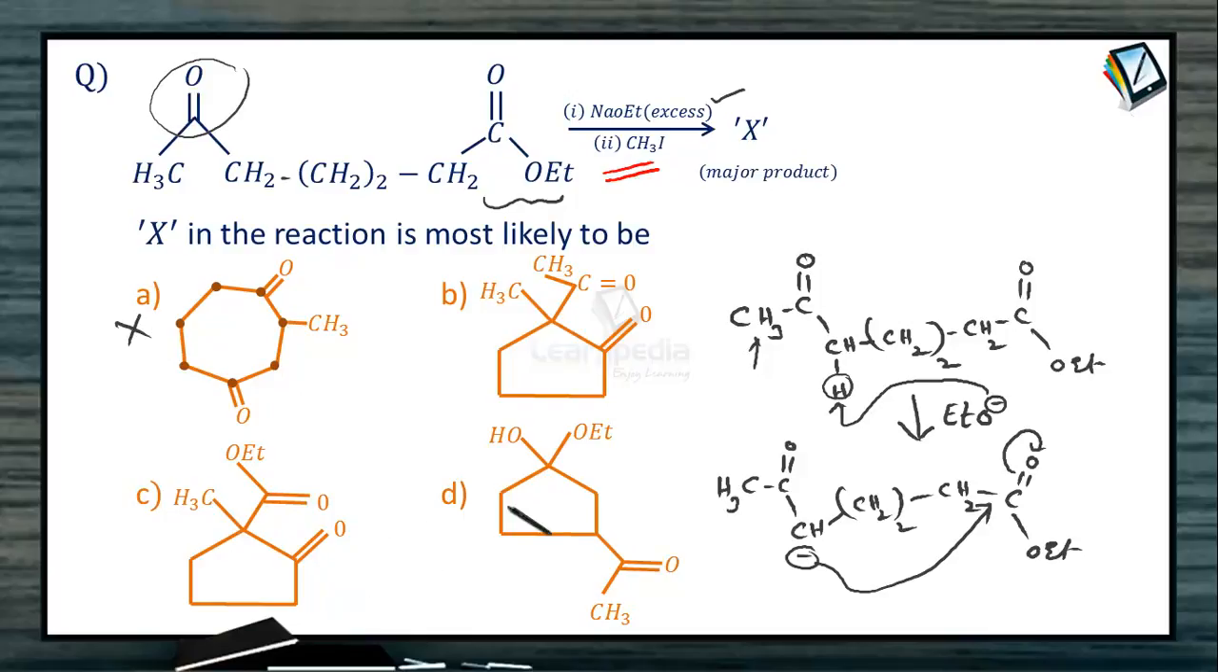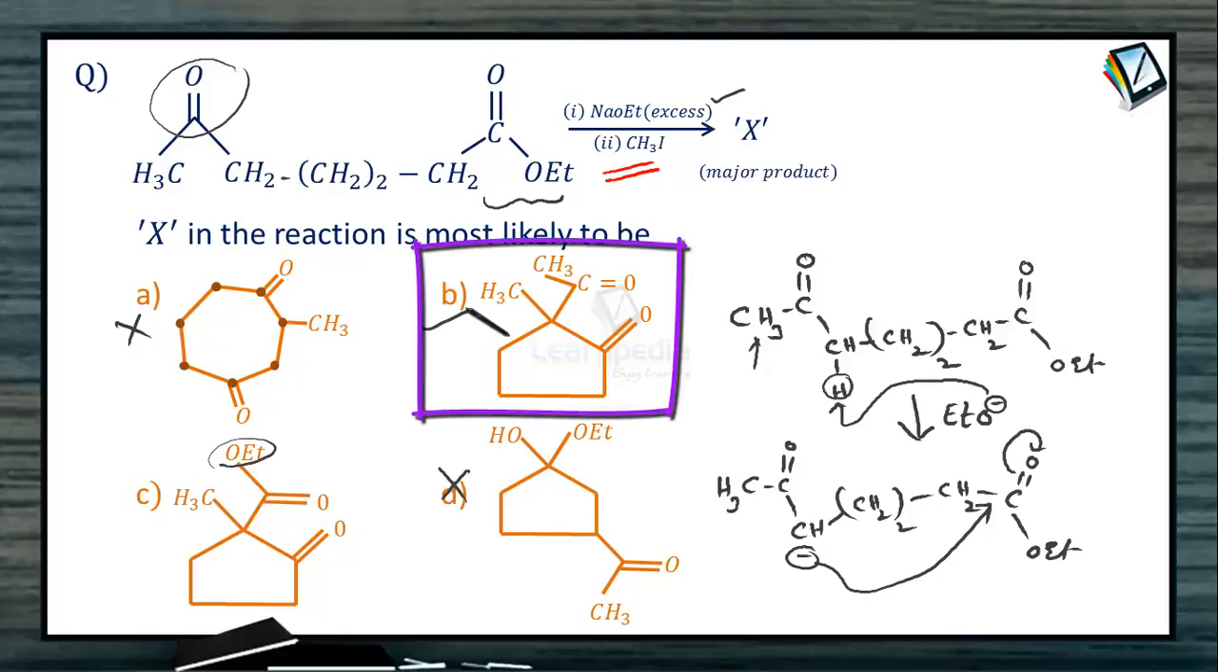And we have here in D, OH and OEt, and now we need to compare. So we have here in option B C double bond O, CH3, that is the acetyl group, and a methyl group in this position. But here it is the OEt that is given, so it is the methyl group. Therefore B is the right answer.